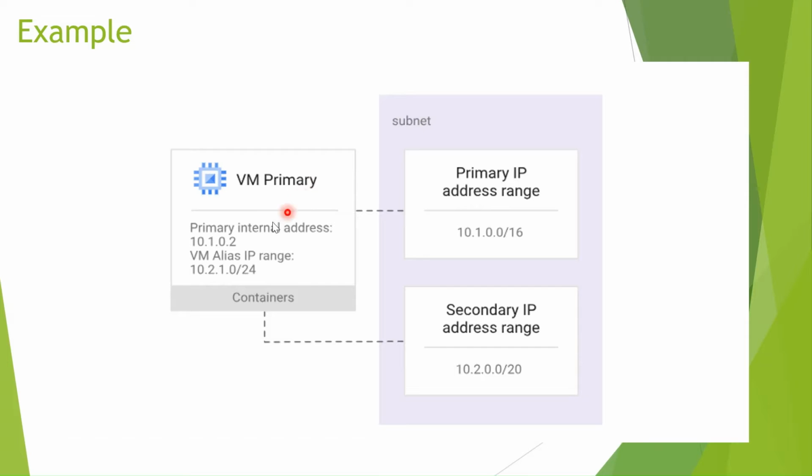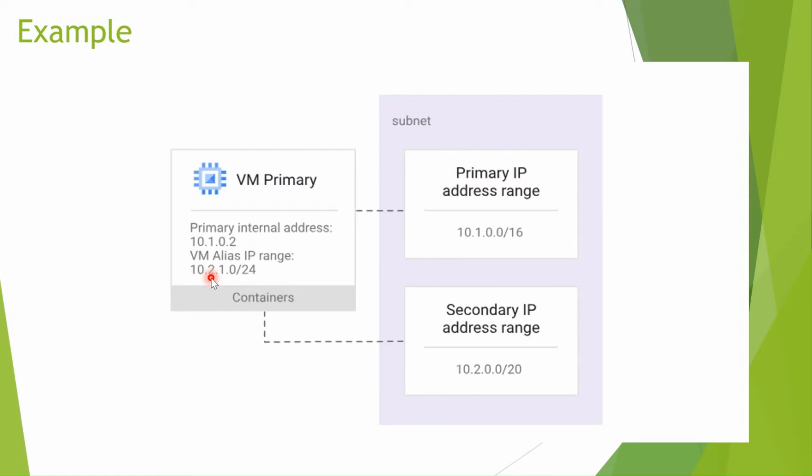So suppose this is our subnet. First of all, you have a primary range and this is your secondary IP range, and this is your VM which is running. We have taken the primary internal address from the primary range, and we have taken an alias IP range from this. Suppose it is a /20, so we have taken a /24 range from this IP range, or you can take a single IP also if you want. You can even take an IP from this range also. It depends on how you want to create your infrastructure.